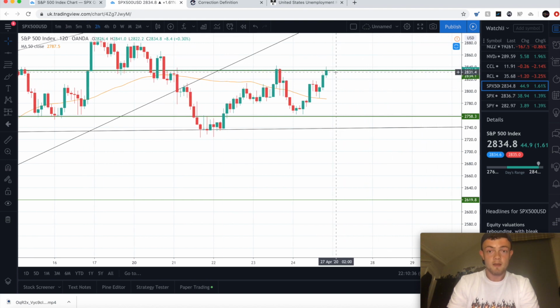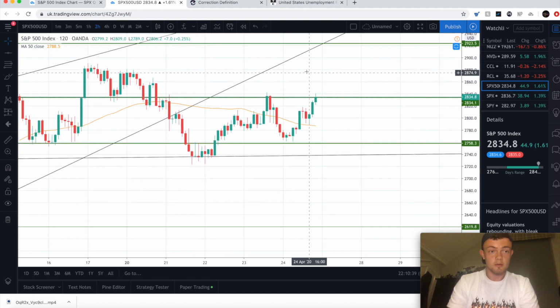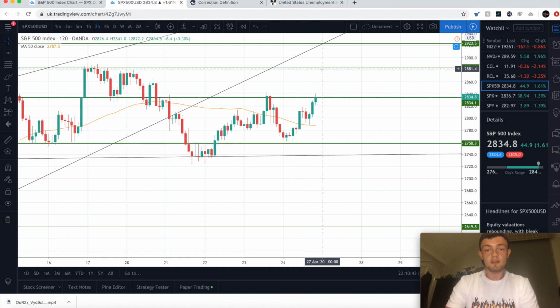Now if we break it, then it is likely that we are going to be moving up to this resistance line here, and if we do hit that, it is likely that we will come back down to retest this broken resistance before we continue up.